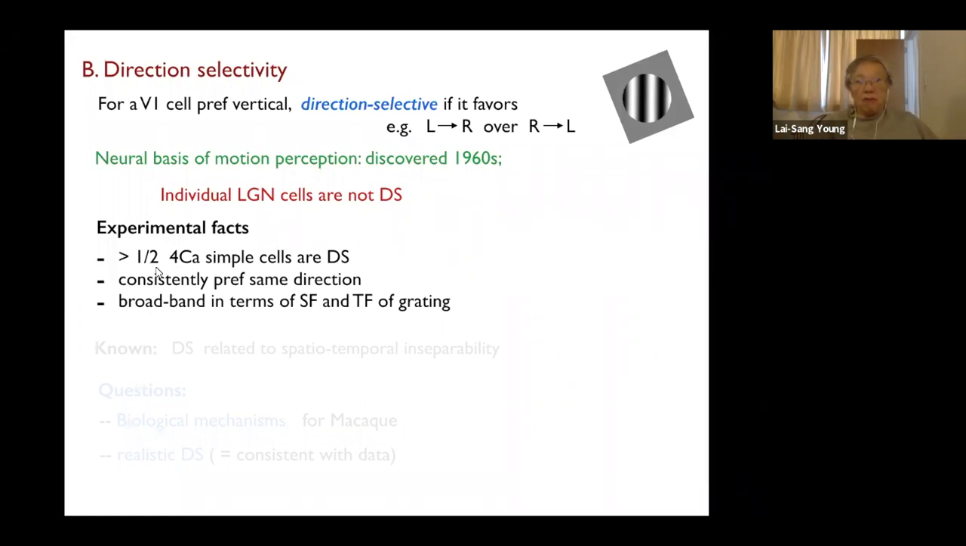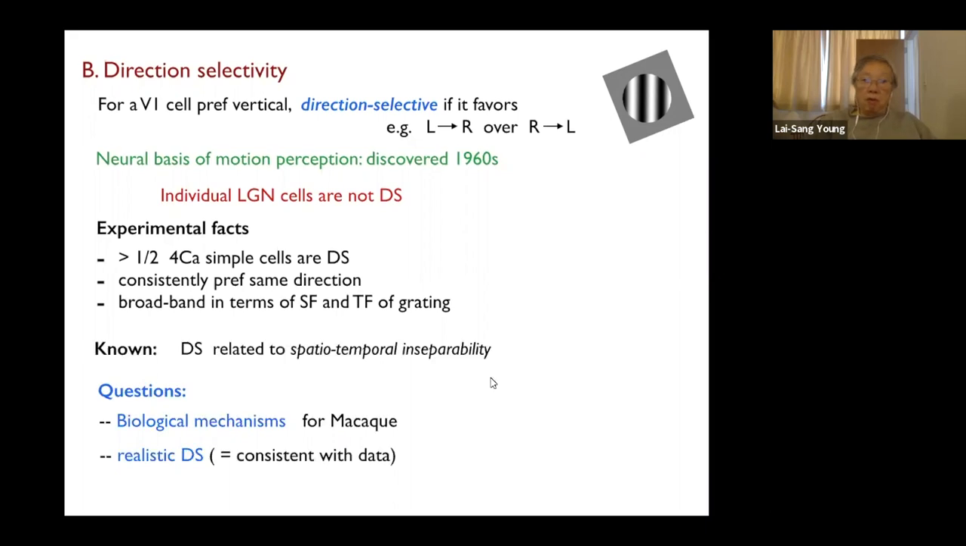Some more experimental facts: right in the input layer, more than half of the simple cells are direction selective. And it's very far from random. The same cell will consistently prefer the same direction; you can do it 100 times, and it will prefer that same direction. It's also not something very special. It's broadband in terms of the spatial frequency and temporal frequency of the grating, so it's fairly independent of the speed at which you drift the grating, as well as its spatial frequency. I will come back to this in a moment, but it's broadband.